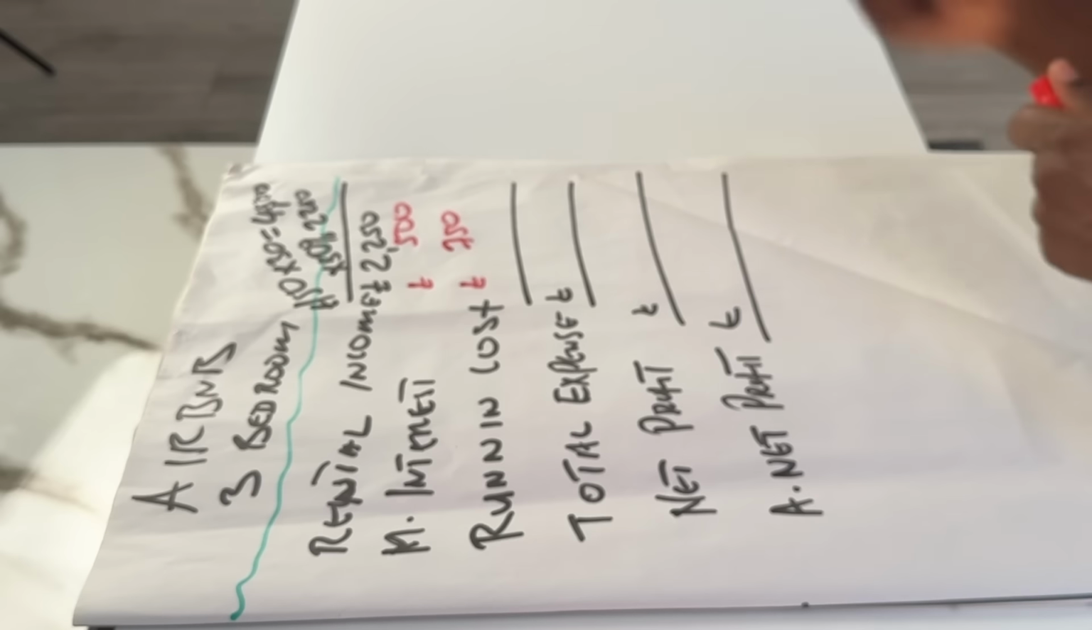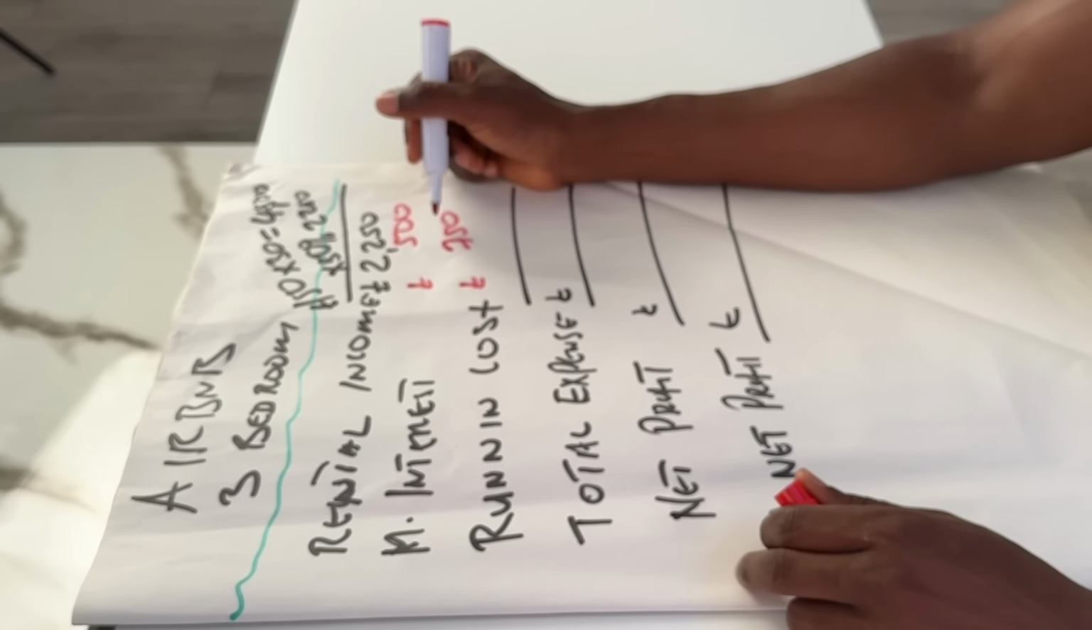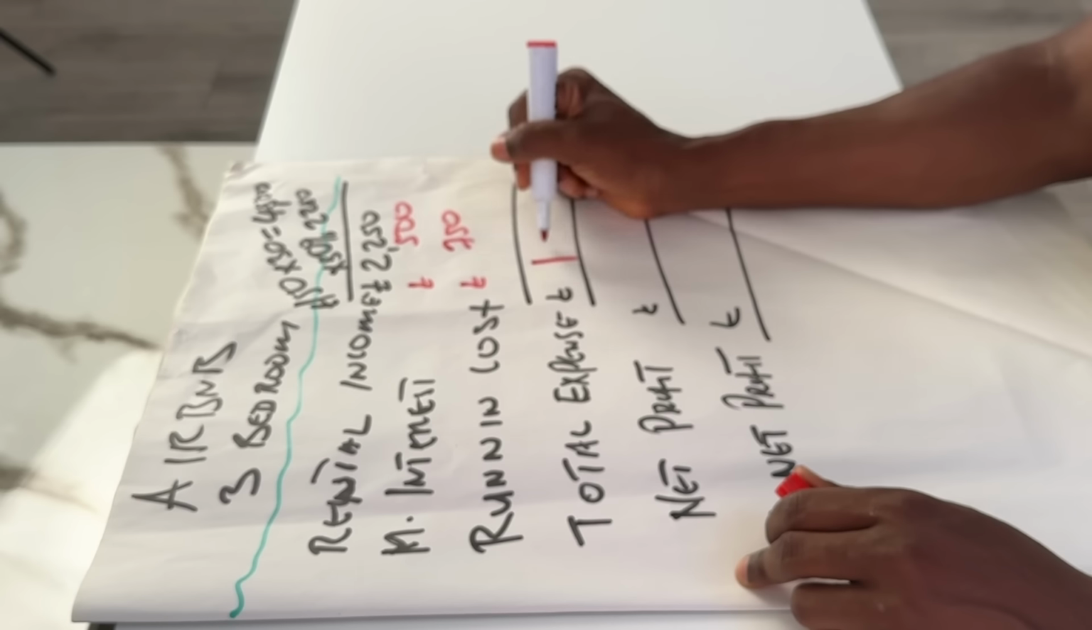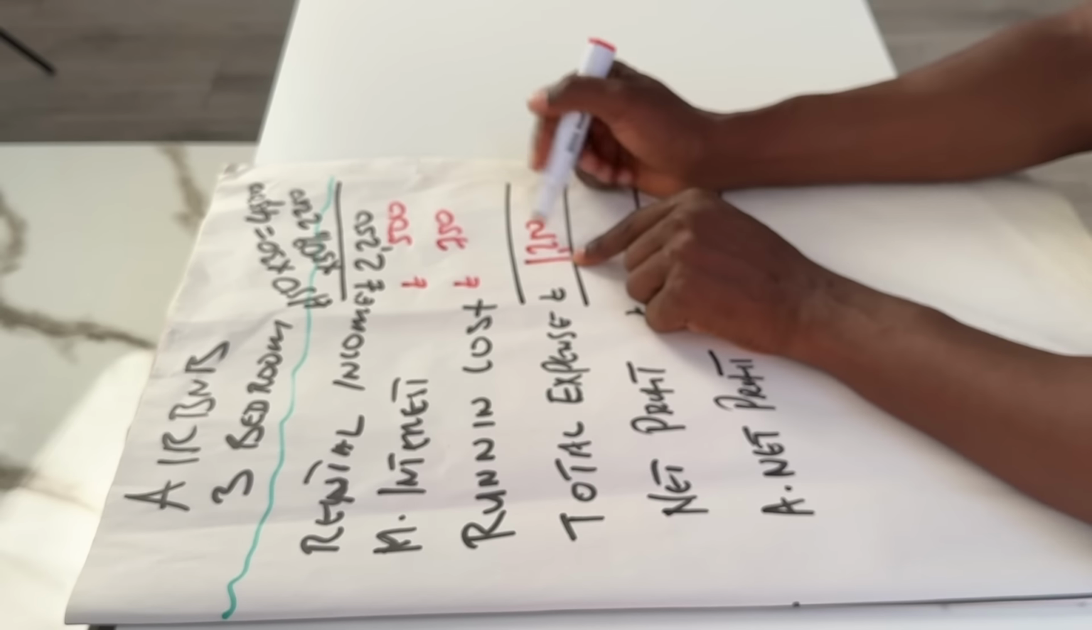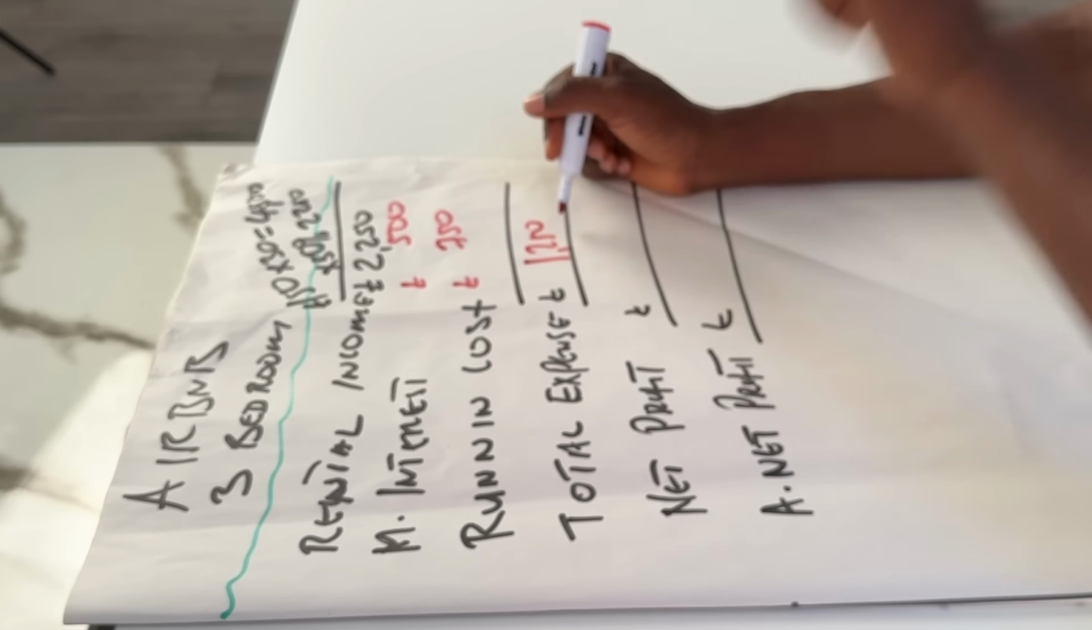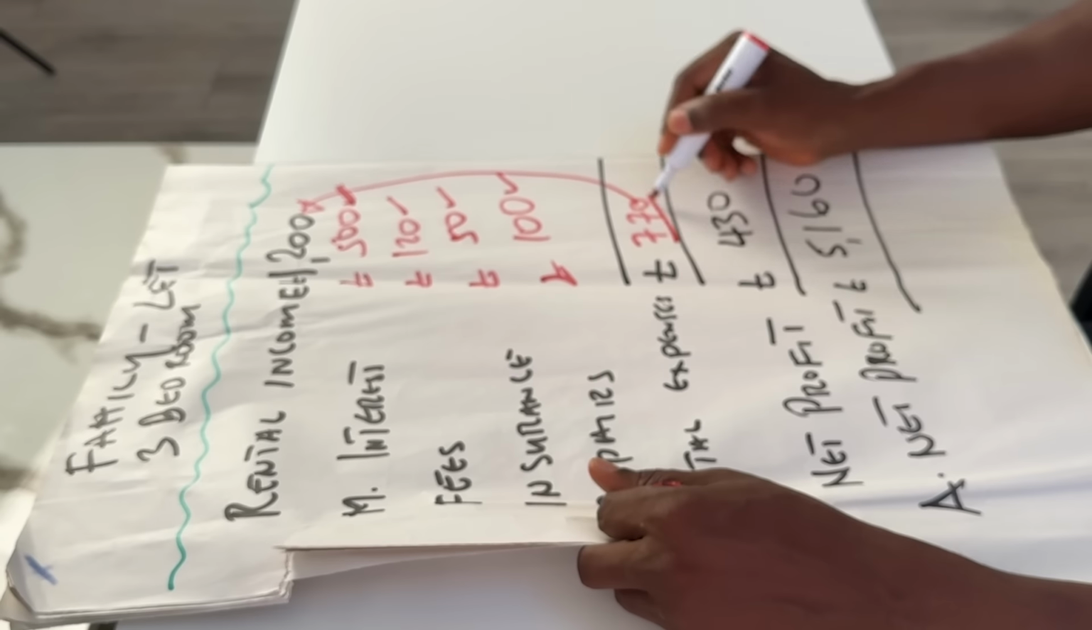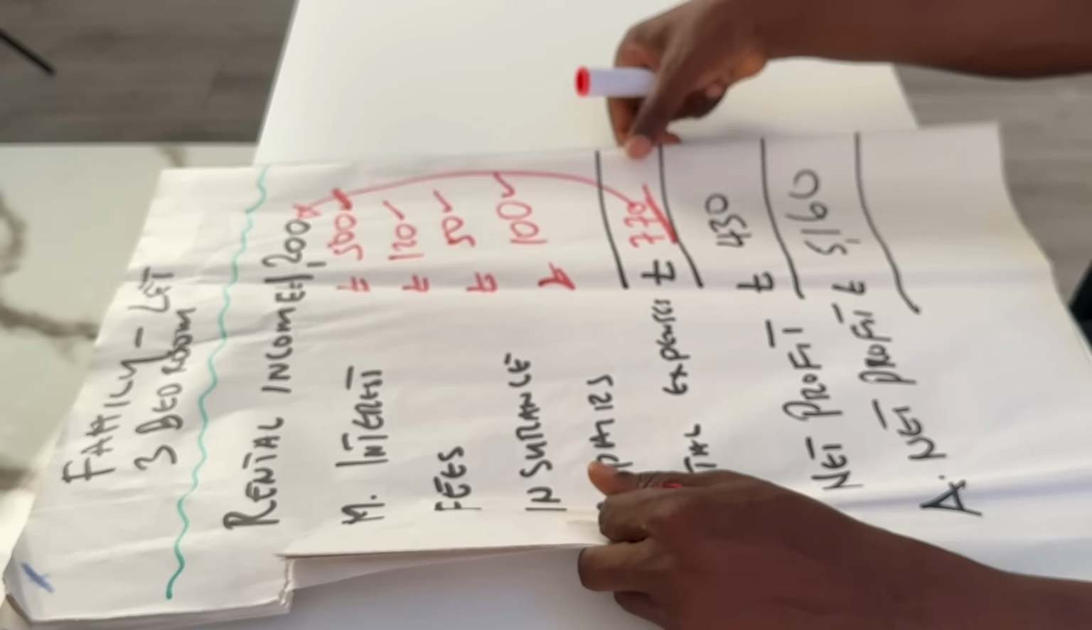Okay, so if you add those two costs together here, you're talking about 1,250. So as you can see then, your monthly cost as a family-let property is 720, but as a serviced accommodation property, you're talking about £1,250. That then becomes your monthly expenses.